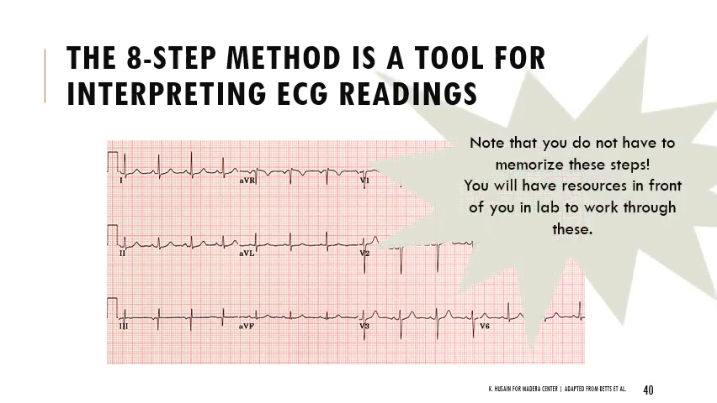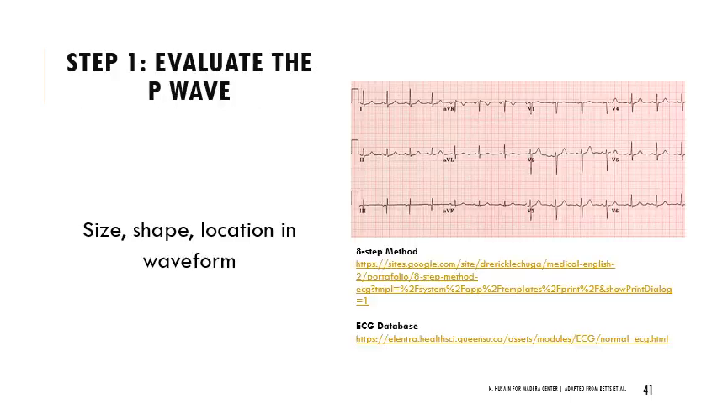Okay, so I'm going to walk us through this 8-step method, but again, you don't have to memorize these steps. You'll have the resources in front of you in lab. So the first step is to evaluate the P wave. And remember that the QRS complex is probably the easiest thing to find because it's a dip down, a peak, and then another dip down. And then you can see the smaller wave set in front of that. That smaller wave is the P wave. So there you can look at the size, the shape, the location in the waveform, and then once you start to get a feel for how it should be sized and shaped, you can start to get a little bit more quantitative about this.